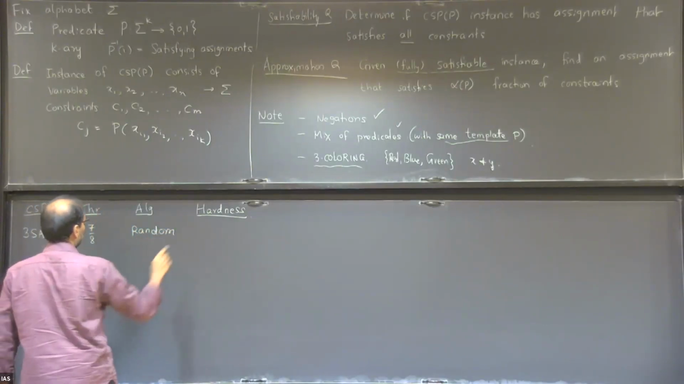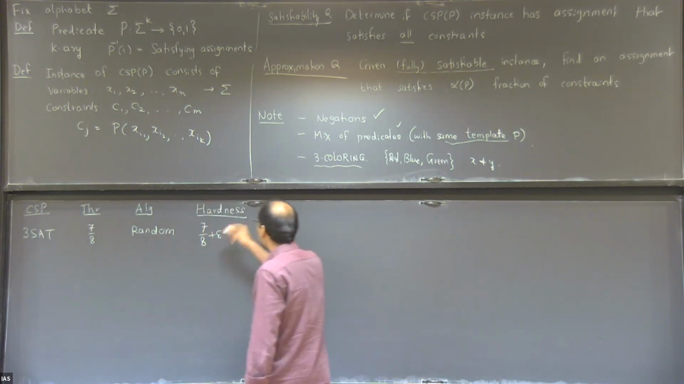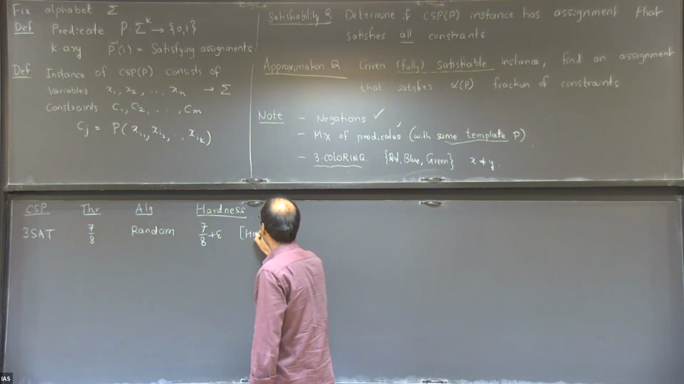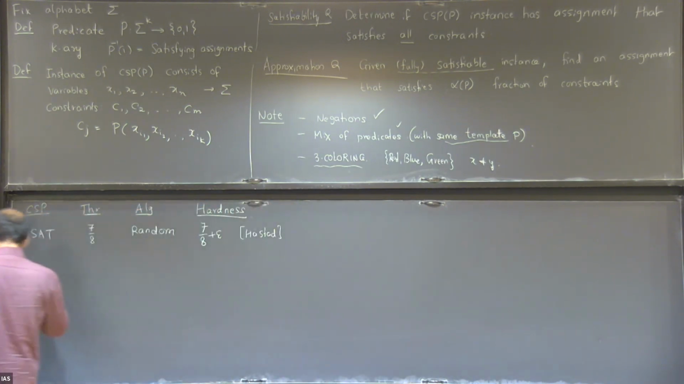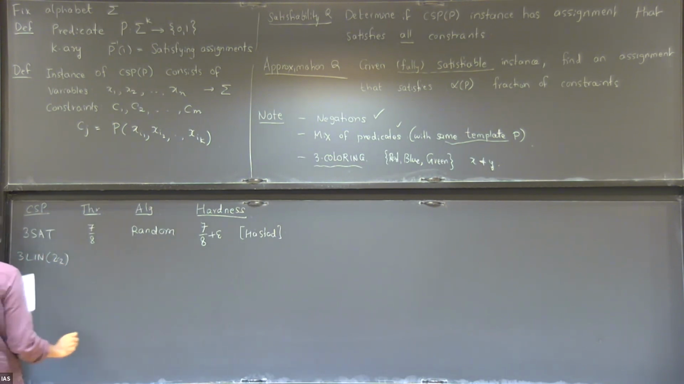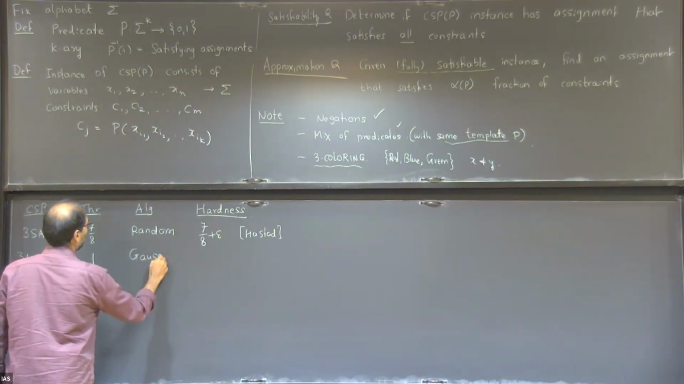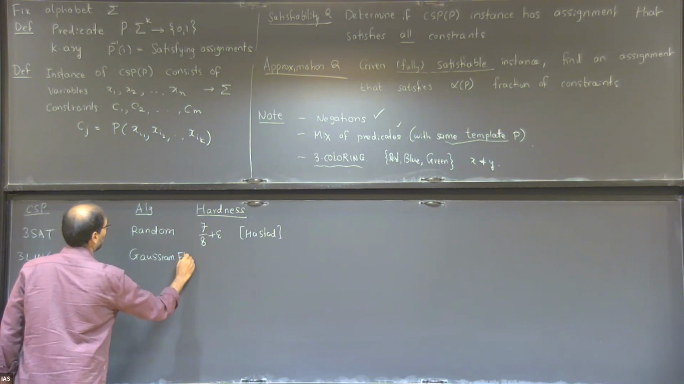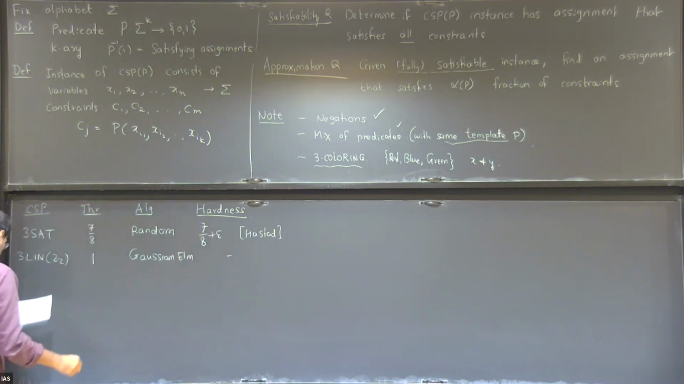From the hardness side, showing that doing even 7/8 plus epsilon is an NP-hard problem is a celebrated result of Hastad from the mid-90s. Now for 3-lin over an abelian group, well, of course, using Gaussian elimination, if you know that there is a satisfying assignment, you can find it using Gaussian elimination. And of course, then there is no hardness to speak about.